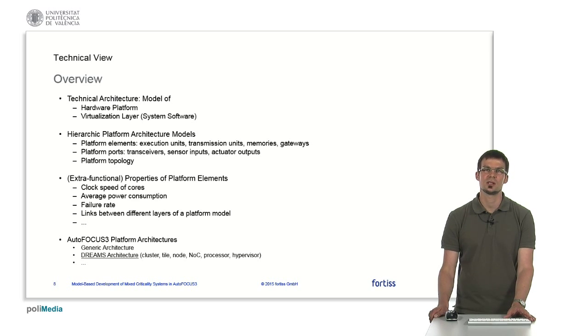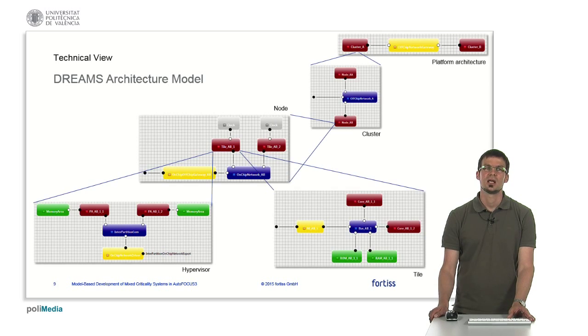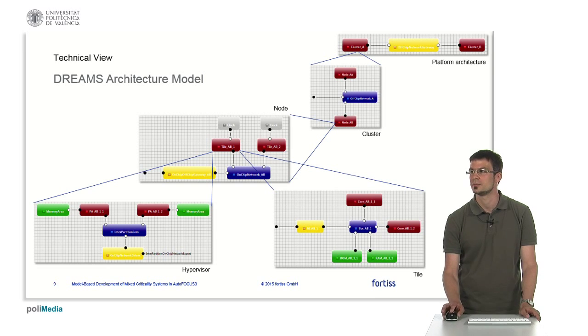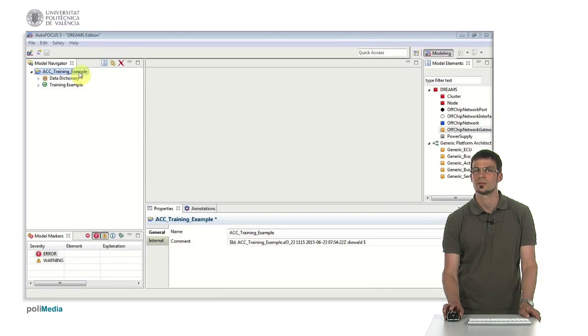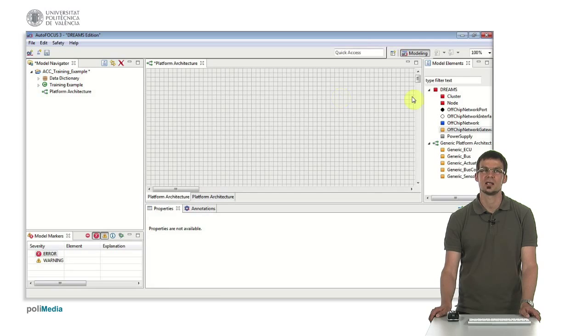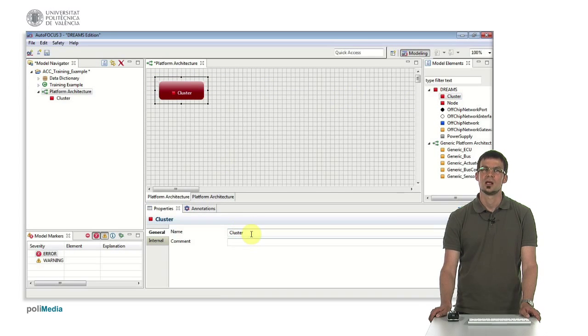While Autofocus 3 supports a number of generic and also in general different platform architectures, in this tutorial I would like to focus on a platform model that can be used to describe platforms based on the DREAMS architectural style summarized in the first part of this tutorial. At first, a platform architecture is created. DREAMS systems are grouped into logical clusters.